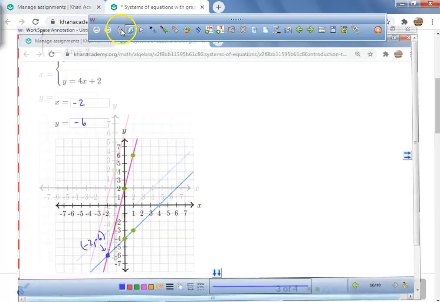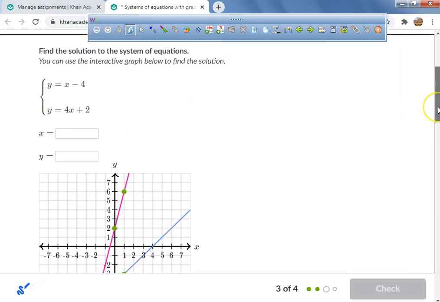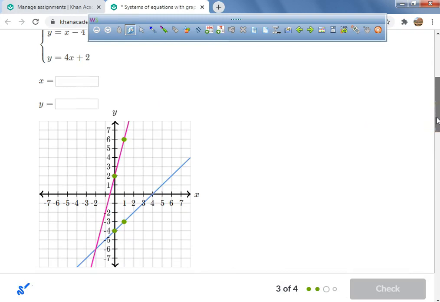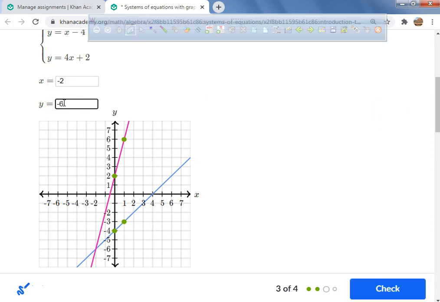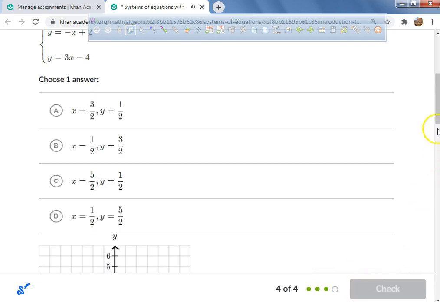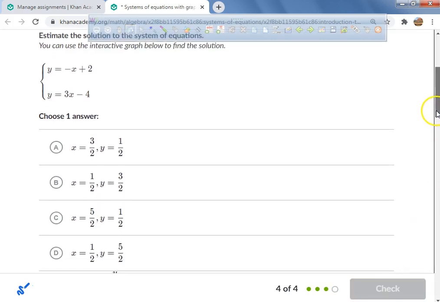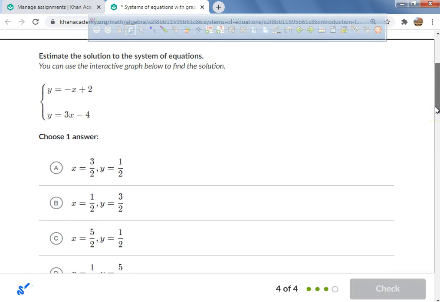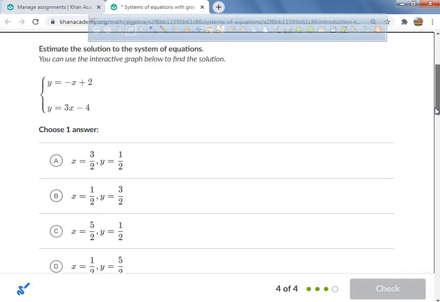Okay. So what do you have to do? You have to plot the lines perfectly, right? And then what's our solution? -2 and -6. Woohoo! All right, last one. Oh man, I don't want to do this one. This is too easy. Okay, we'll quickly do this one, and then we'll go back and do a harder one that's standard form.